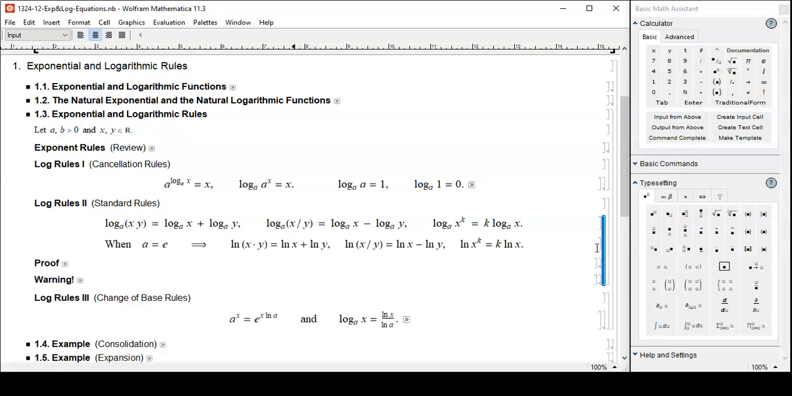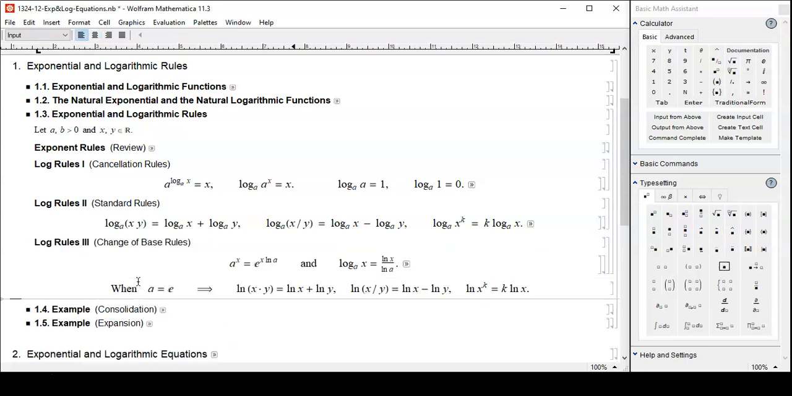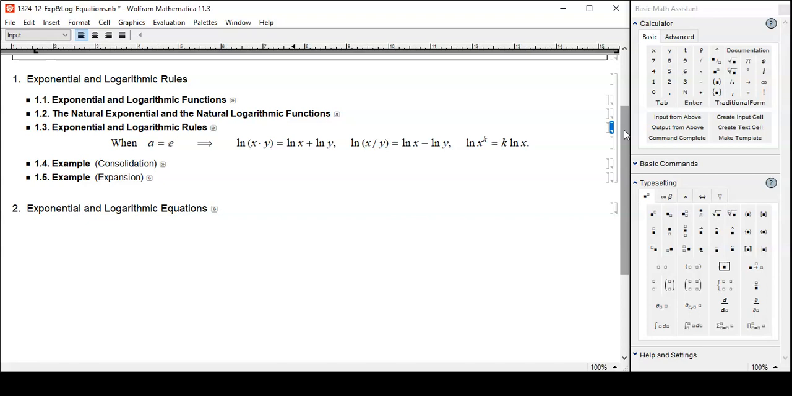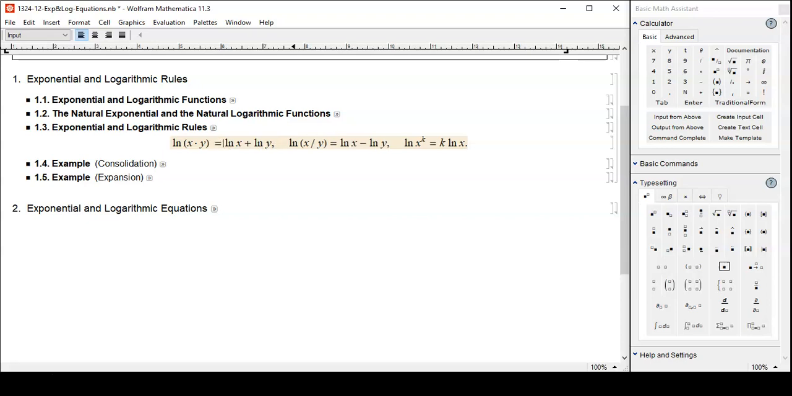In particular, let me take this one and copy and paste those here, and let's use these. In the special case when the base is e, the standard log rules can be rewritten like these in terms of the natural log expression, ln. Let's put some space in between. Okay, all right. And then let's consider these.